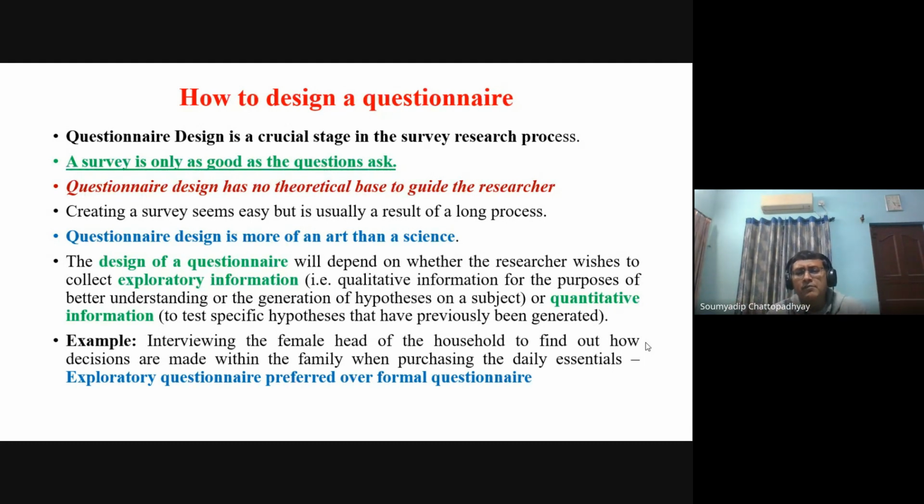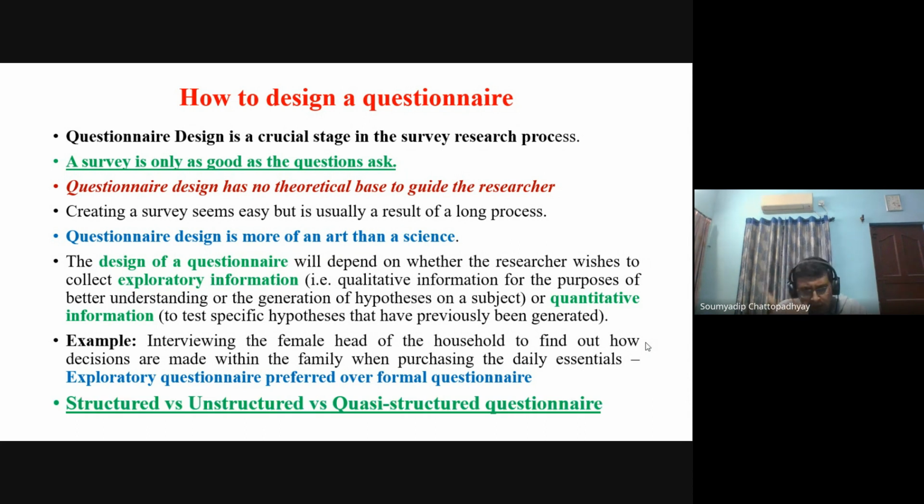For example, if you are interviewing the female head of the household to find out how decisions are made within the family when purchasing daily essentials, then definitely some sort of exploratory questionnaire is preferred over a formal questionnaire. Or you can think of it in a more general form, suppose you are researching an issue like women empowerment. Then definitely instead of a formal questionnaire, it will be better if you start with an exploratory questionnaire. Maybe you can think of certain 10 broad areas which are relevant for women empowerment, and then you can discuss those questions with the respondents. That is another example of using exploratory questionnaires.